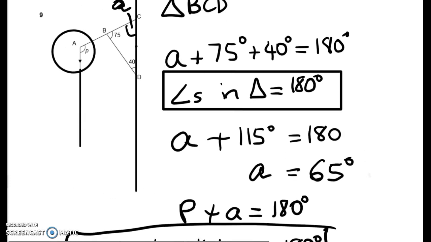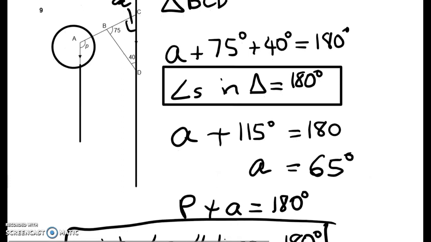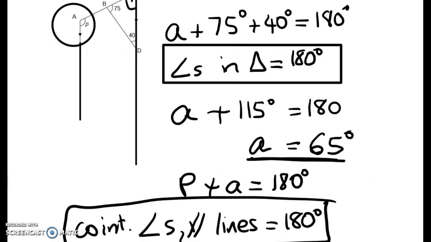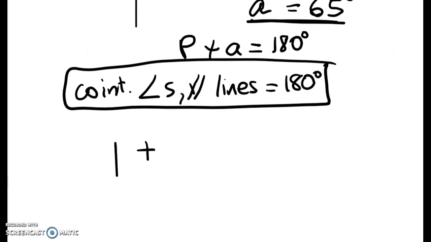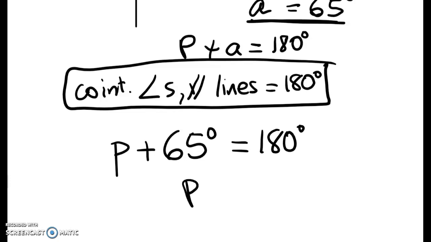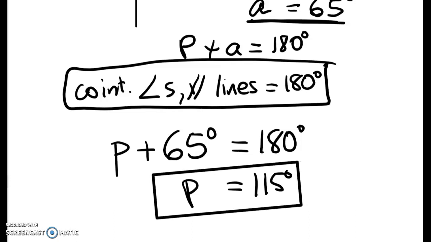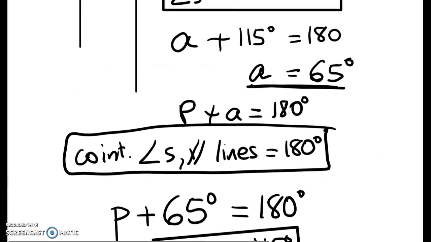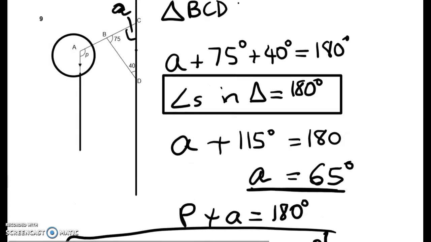And now we're going to work out what P must be. So remember, A is 65. So P plus 65 degrees is 180. And P equals 115 degrees. So there, that's that one. Right, so look, we're giving those reasons every time we use them. So every time they're in our brain, we write them down.